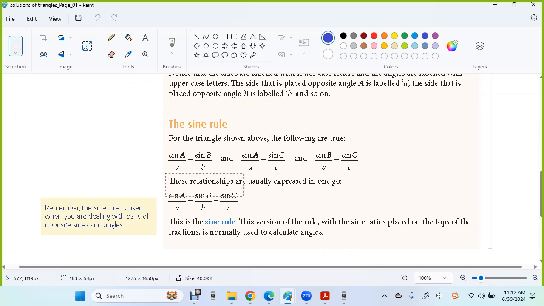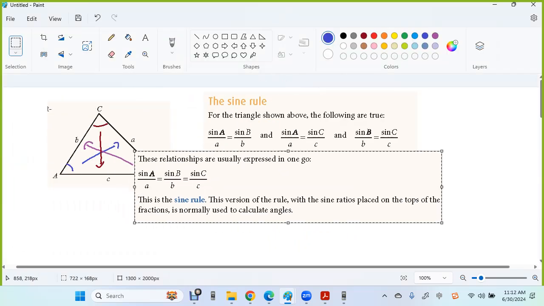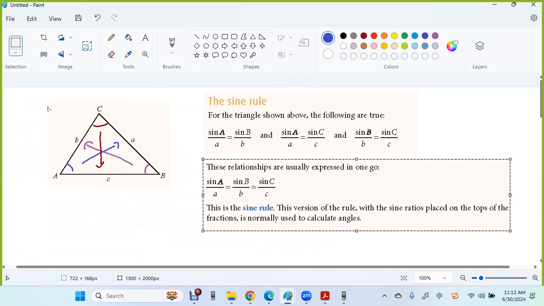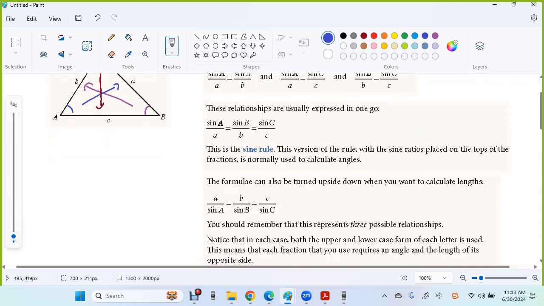We can express it in one go: sine A over a equals sine B over b equals sine C over c. This is the sine rule. The formula can also be turned upside down when we want to calculate the length: a over sine A equals b over sine B equals c over sine C.